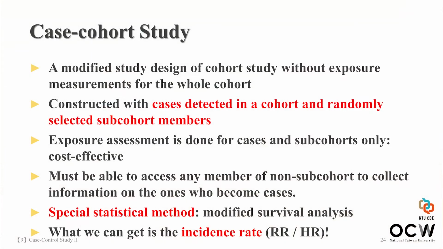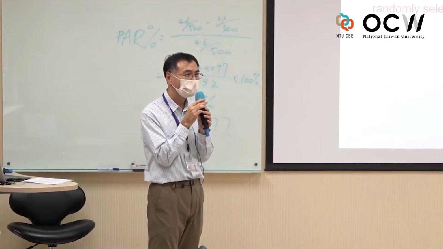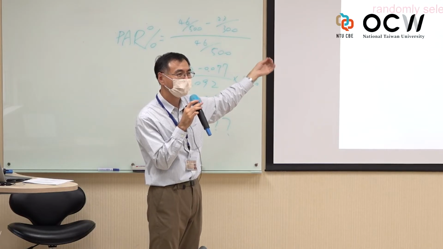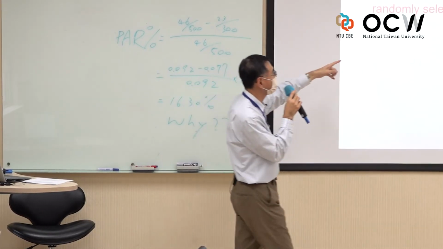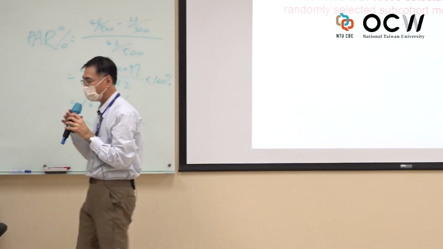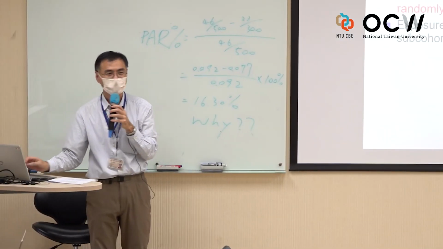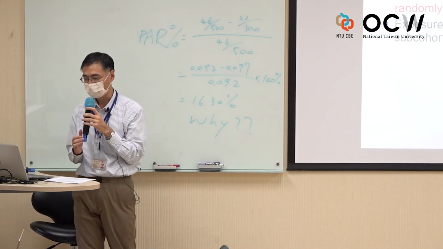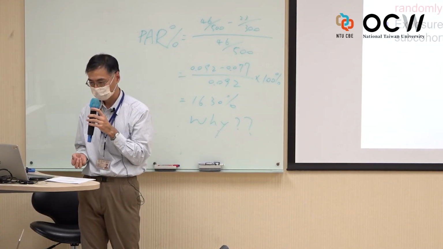A typical case-cohort study is constructed with the cases detected in a cohort and randomly selected sub-cohort members. See? Almost exactly the same as a nested case control study. We just call the control ones a sub-cohort. Okay, and everything will be exactly the same. The only difference is that it is a prospective case control study, so we call it a case-cohort study.